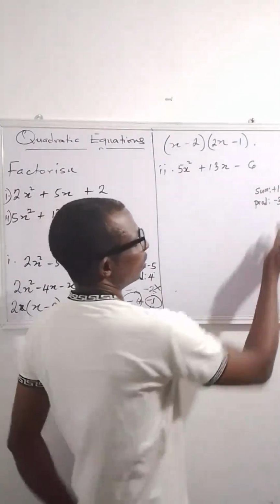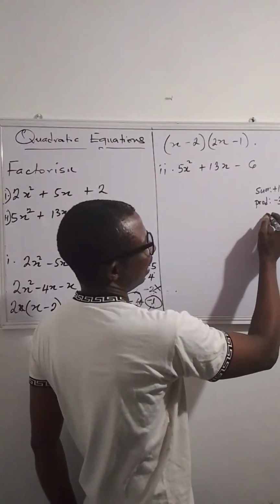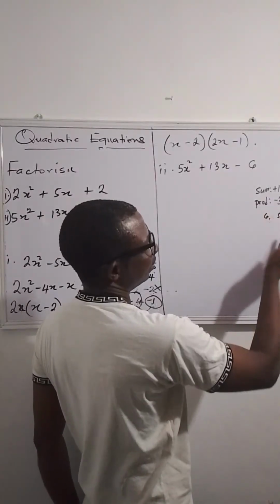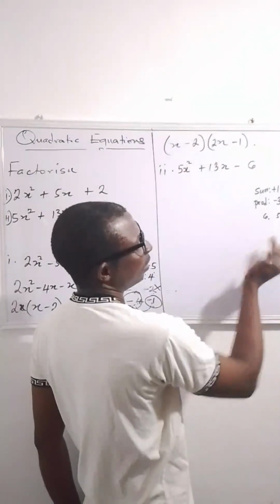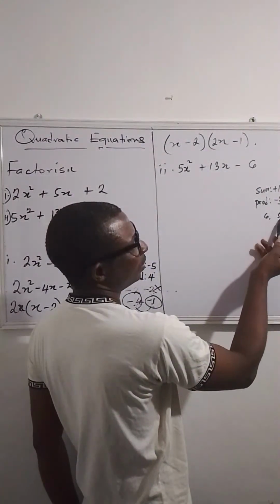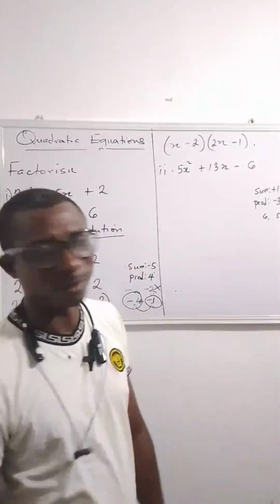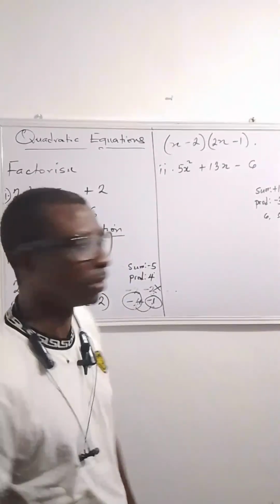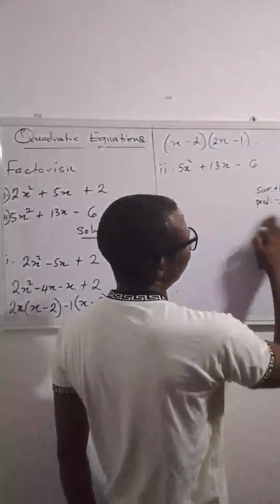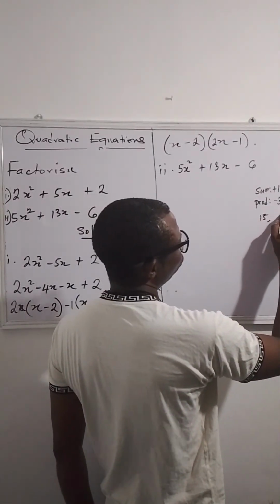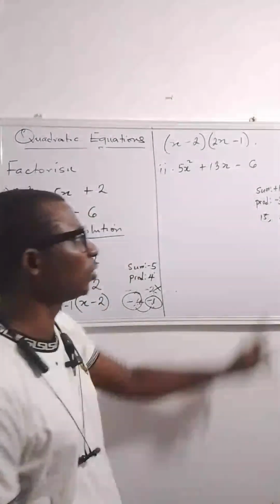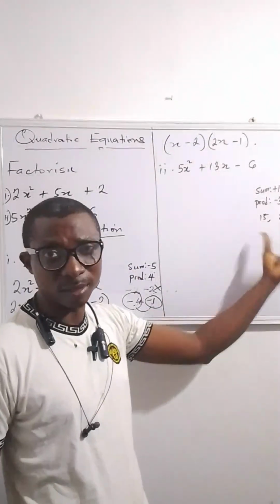So, of course, to get 30, I can have 6 and 5. When I multiply these together, I will have 30. But I will not consider this because the addition of these will give me 11. So there's no way it's going to work for me. All right, let me think of another set of numbers. So maybe 15 and 2. Look at it. I think this one is going to work for me.